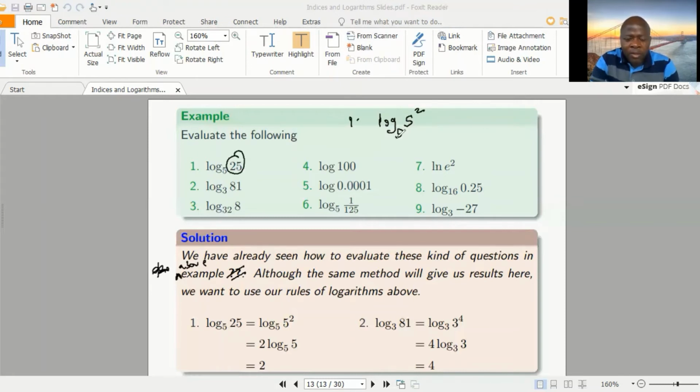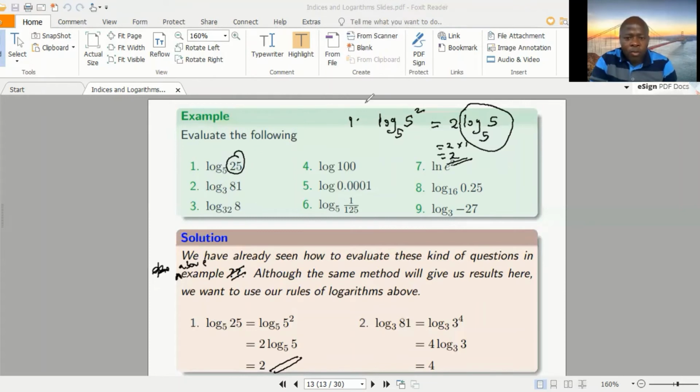25 is the same as 5 raised to 2. So when I use the laws of logarithm, this 2 should be written here: 2 log of 5 to base 5. And we just said that when this is the case, the log of a number to the same base is 1. So this part here is 1, which gives 2 times 1, which is just 2. And that's what I did here. So that is the result to this question 1.